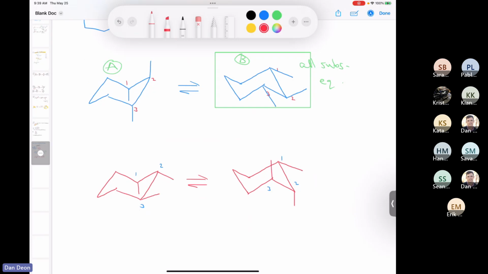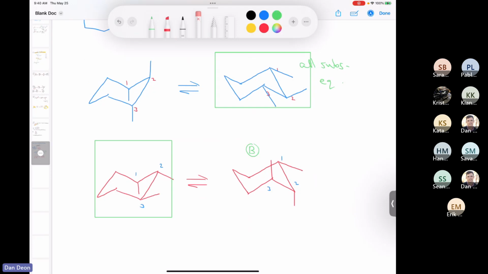So if I call this one A and I call this one B, which one's more stable? Which one's going to be more stable, A or B? Absolutely, there you go. That one's going to be more stable because you have 2 substituents equatorial, 1 axial.